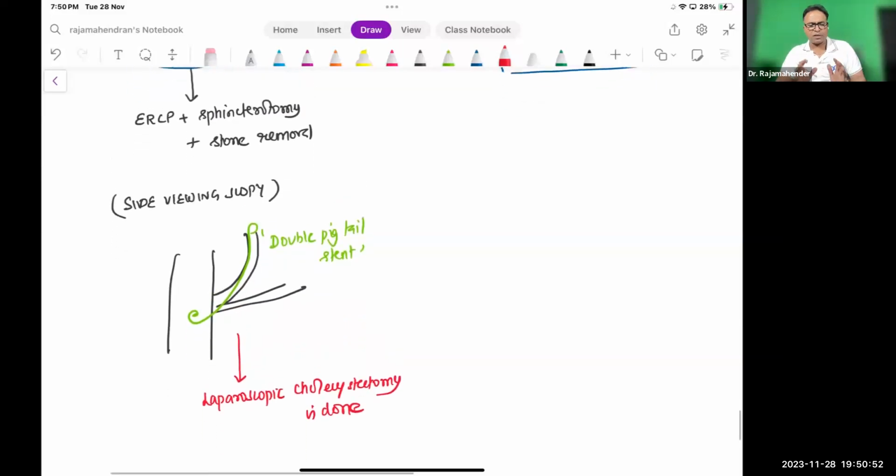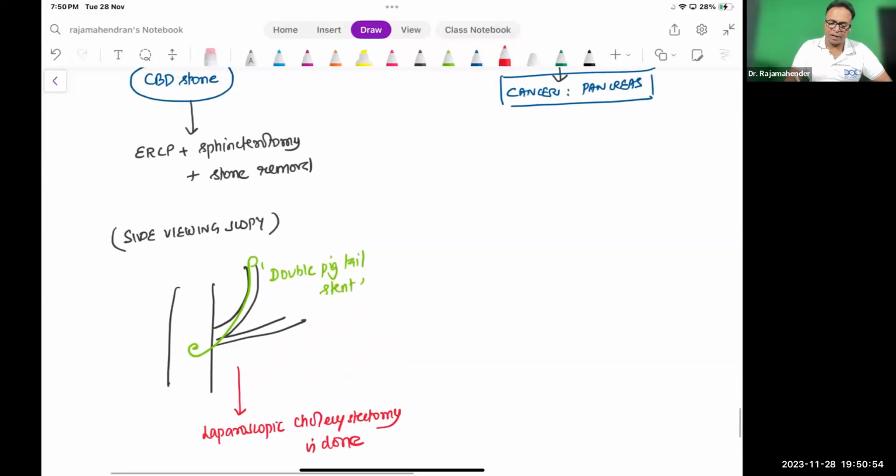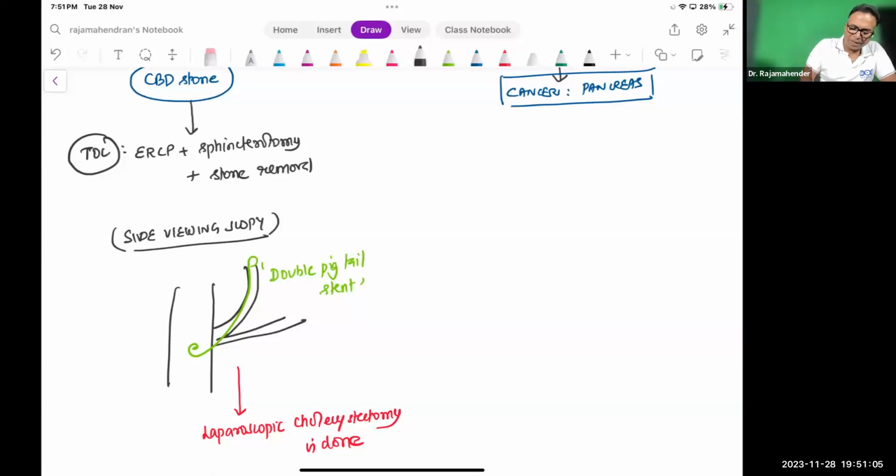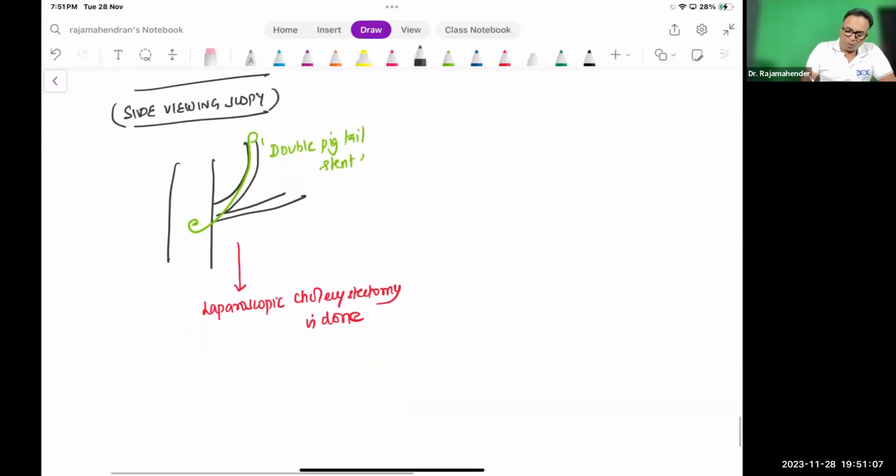So please remember, if it is a CBD stone, the gold standard treatment, the treatment of choice, is ERCP plus sphincterotomy and stone removal, using a special side-viewing endoscope, followed by laparoscopic cholecystectomy. Because the gallbladder is having stones, I should remove the gallbladder also later.